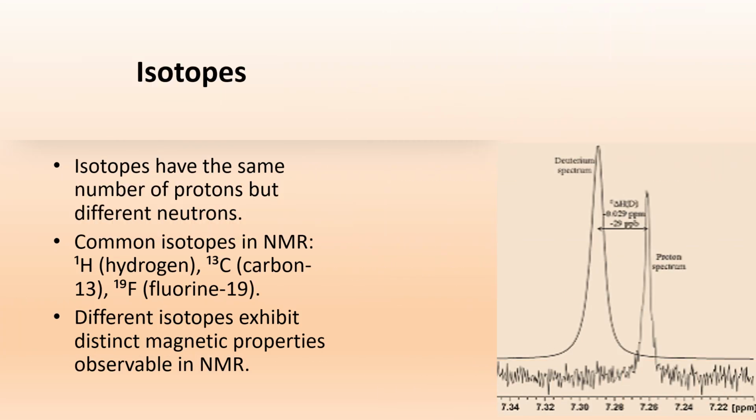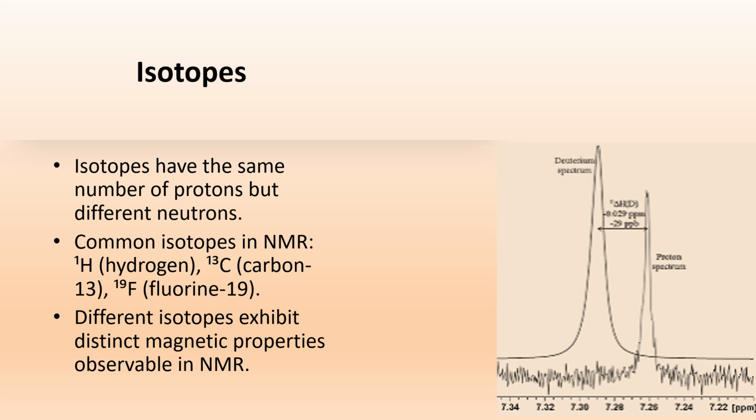Isotopes are versions of the same element. They have the same number of protons, but a different number of neutrons. This change in neutrons doesn't affect the chemical properties, but it does change the mass and magnetic behavior, which is important for NMR. In NMR, we focus on isotopes that can interact with a magnetic field. Here are some common isotopes used in NMR.